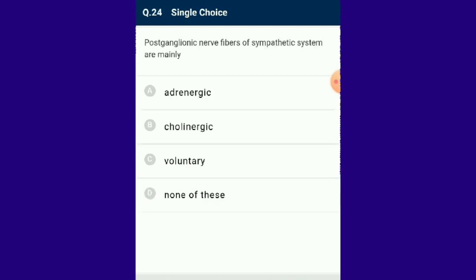Question number 24. Post-ganglionic nerve fibers of the sympathetic system are mainly. A subdivision of the PNS, peripheral nervous system, is the autonomic nervous system, which regulates body activities that are generally not under conscious control. They innervate smooth muscles, cardiac muscles, and glands. ANS is further divided into sympathetic and parasympathetic, where the sympathetic helps in mobilization and increasing metabolism. Sympathetic outflow, also called thoracolumbar outflow, has all its neurons in the lateral horn of gray matter from T1 to L2. It leads to every part of the body. So the answer for this question is option A.